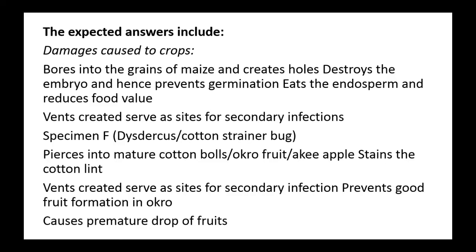infections. In specimen F, Dysdercus or cotton stainer bug pierces into mature cotton balls, okra fruit, and ackee plant stains. Vents created serve as sites for secondary infection. It also prevents good fruit formation in okra. Causes premature drops of fruit.